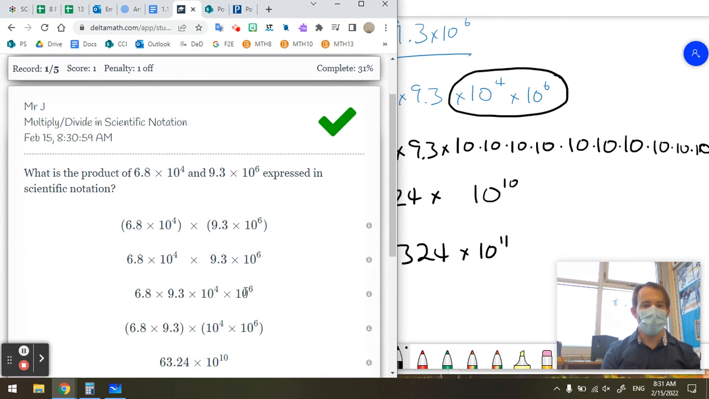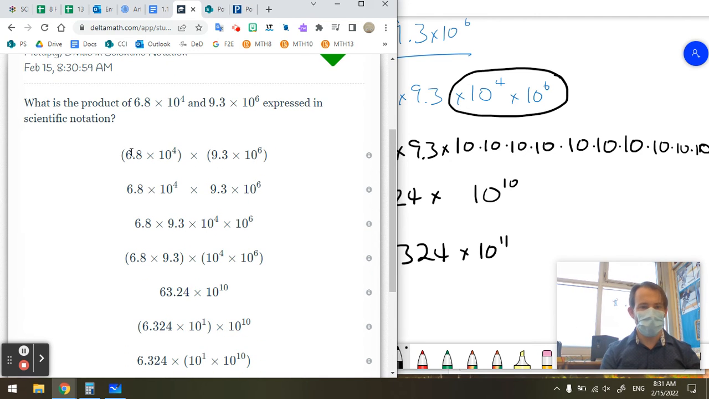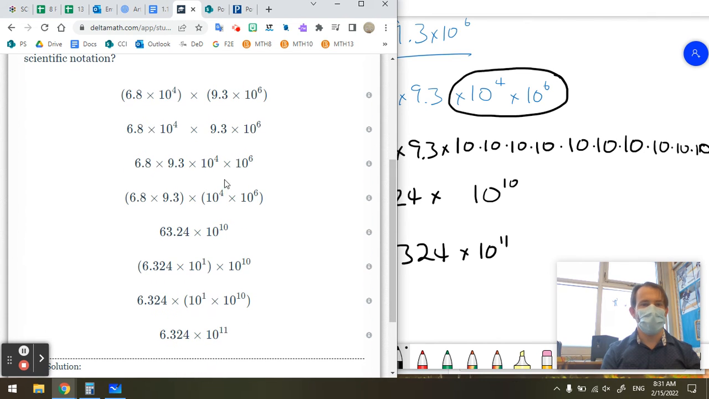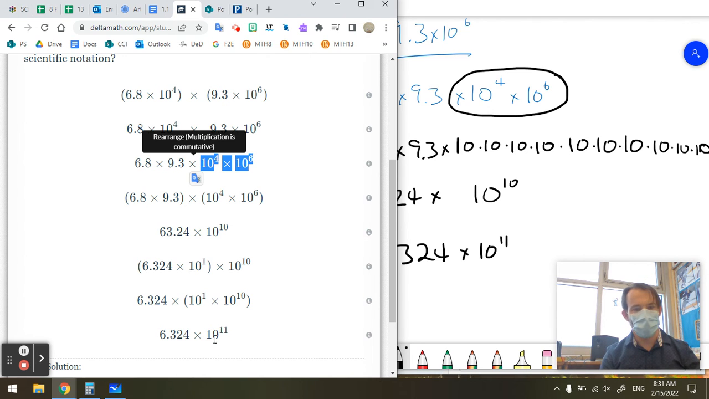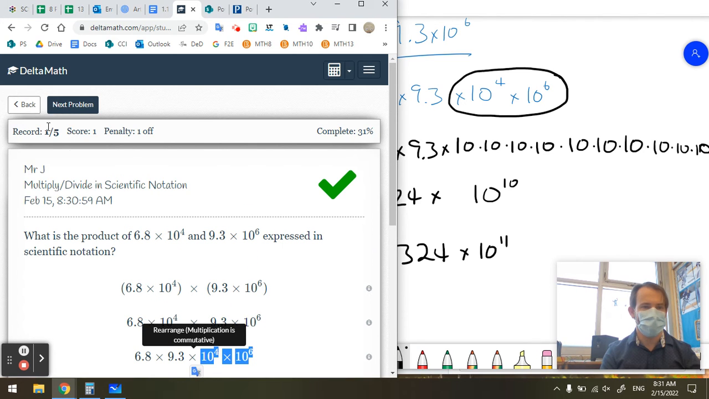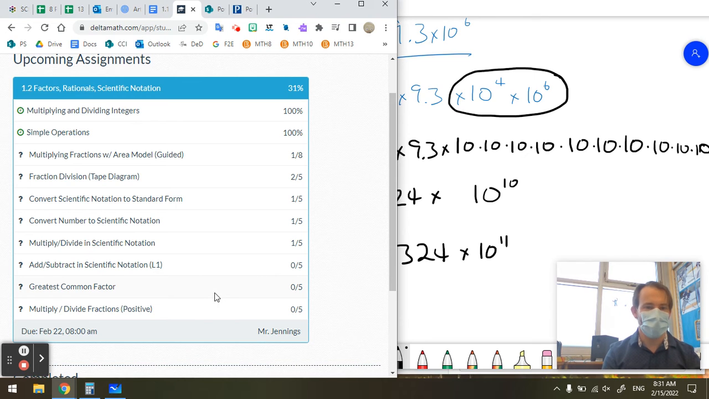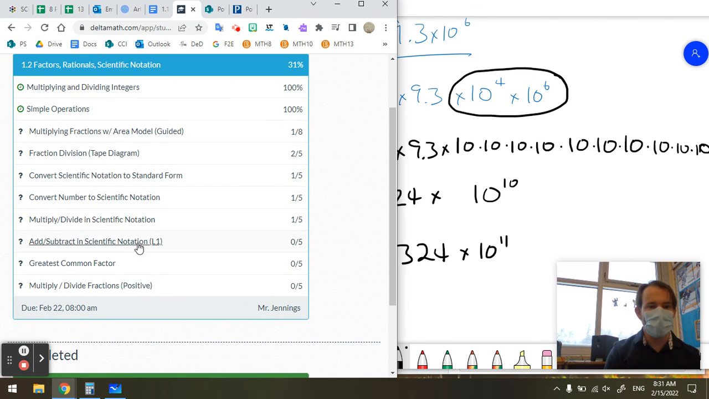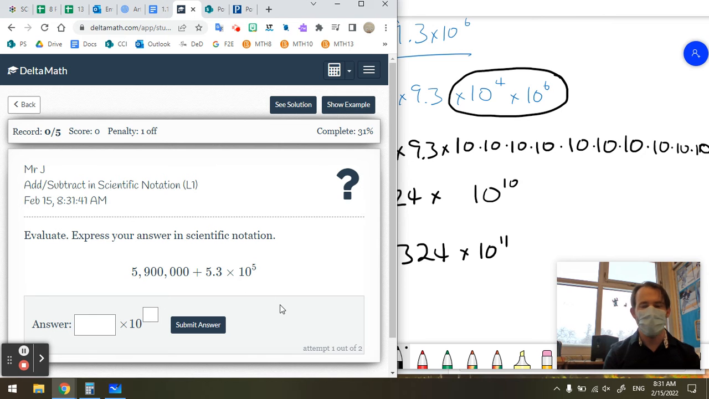So notice what they do. They do it a very similar way. They notice that multiplying two things, I can do that in any order. So they organized it in the same way. They put all their powers of 10 over there to get 10 to the 10. And then they did the 6.8 times 9.3 to get that. They moved the decimal place once. And then they said, but then I multiply by 10 and I haven't changed anything. Then they moved that over there as well. So their method is the same as mine. They're just even showing you more steps. So it's very helpful, this Delta Math. So you're going to get lots of practice with that. And then adding and subtracting in scientific notation, you just have to write it out.